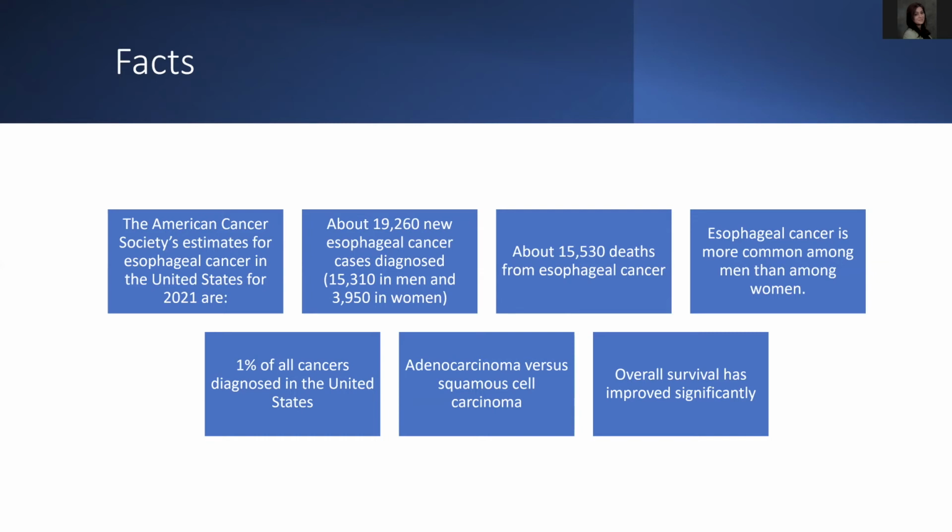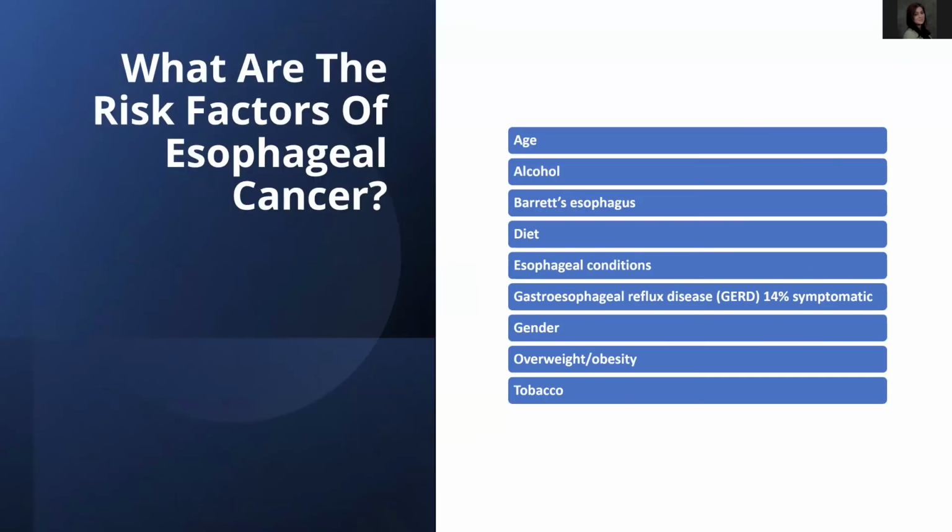The overall survival of esophageal cancer has improved significantly. Several decades ago, the overall survival would have been quoted around 5%, but with advances in technology, diagnostic studies, treatment, the overall survival is over 20%. And 20% may not sound like a great number, but that's looking at all stages of disease. And in comparison to some of the more common malignancies diagnosed in the US, 20% actually is a very respectable overall survival. But what are the risk factors for esophageal cancer?